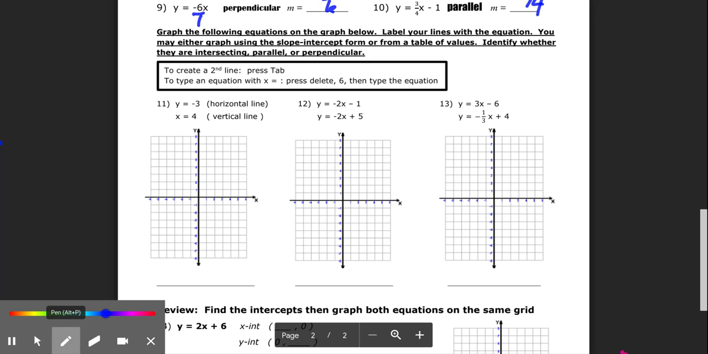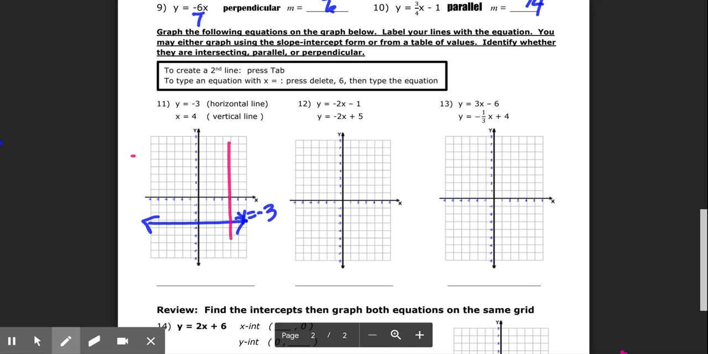All right, so we're going to go y equals negative 3. That means it needs to go through the y-axis at negative 3. So this is y equals negative 3. Then we have x equals 4. It's a vertical line. It's going to go through the x-axis at 4. So this is x equals 4. And these are perpendicular because they do form 90 degrees.